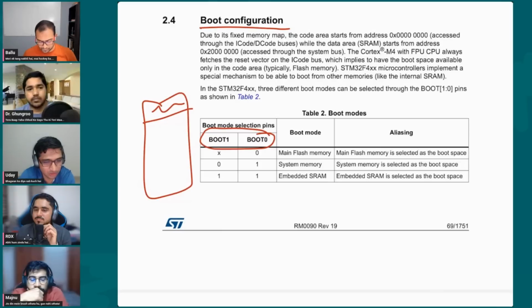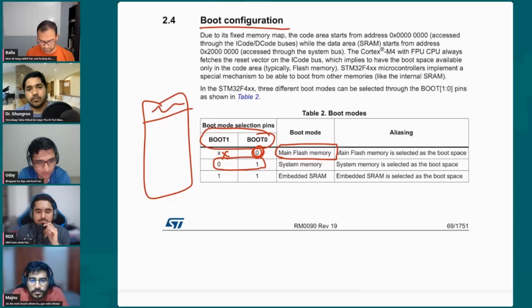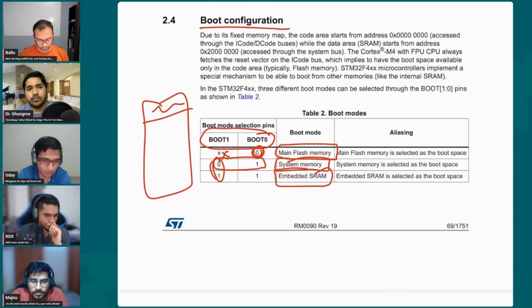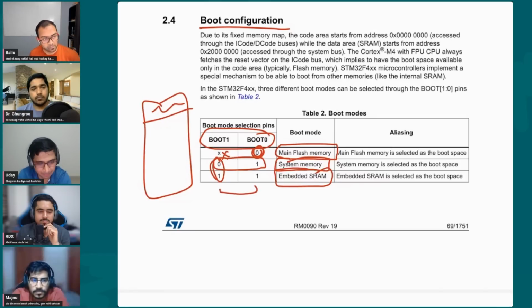So if you look over here, what it says is if the boot 0 pin is tied to ground, irrespective of what boot 1 says, we will always boot from main flash memory. And if boot 0 is 1, then based on boot 1, it will either boot from system memory or boot from the embedded SRAM. So why is this crucial? Because now we want to place our code specifically at this location, depending on the pin configuration.